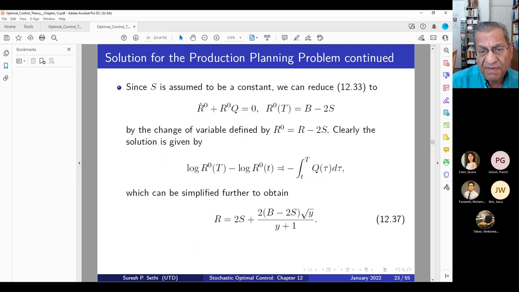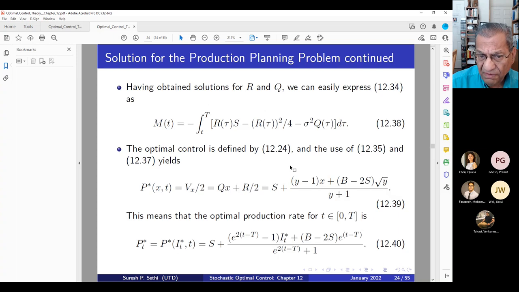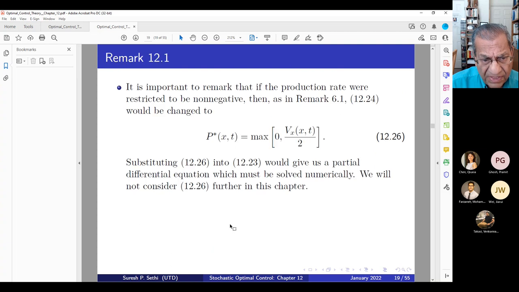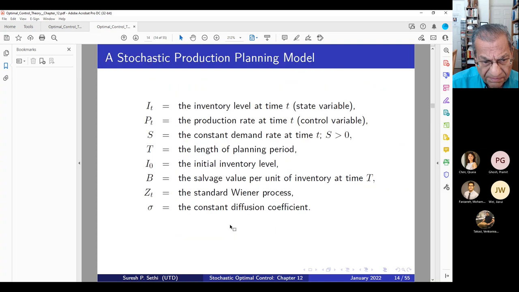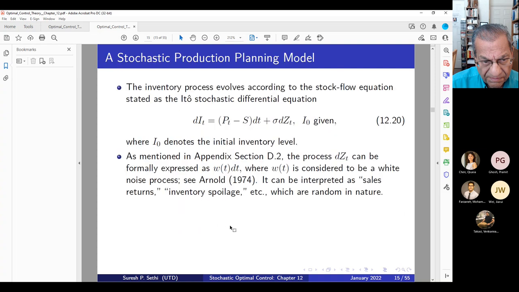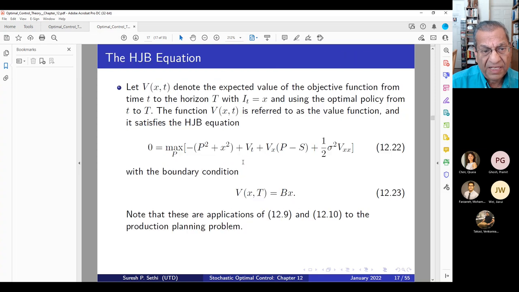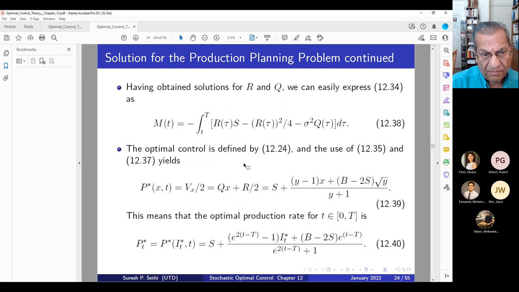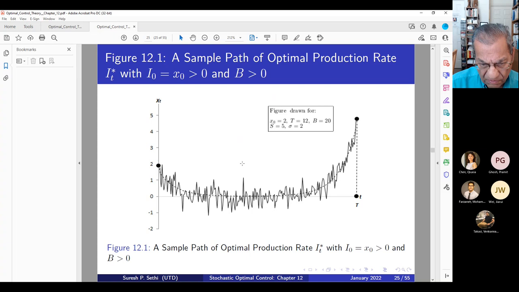And if I put some value of B, I can actually solve this equation. And so this is P star T. And when you put P star T in this X dot equation, which is our state equation, this one, I can solve for IT. So that's what's going on here. So, a sample path of optimal production rate.